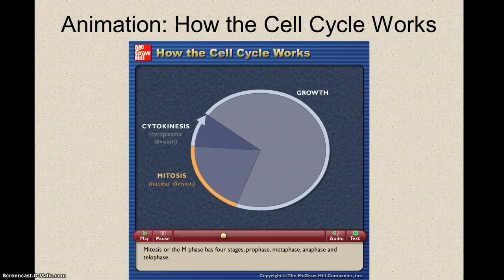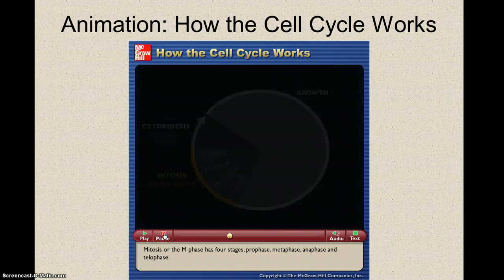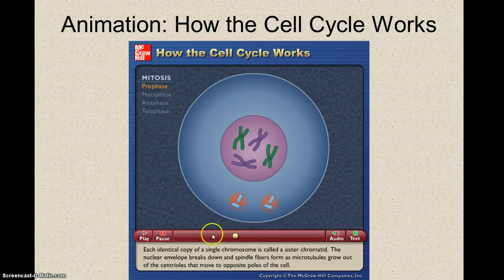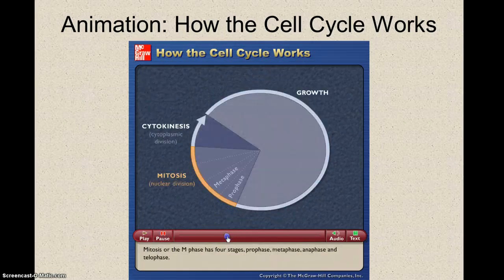Mitosis, or the M phase, has four stages: prophase, metaphase, anaphase, and telophase. During prophase, the chromosomes become visible and condense, becoming shorter and thicker. So I want to pause this for just a minute and let's back it up.